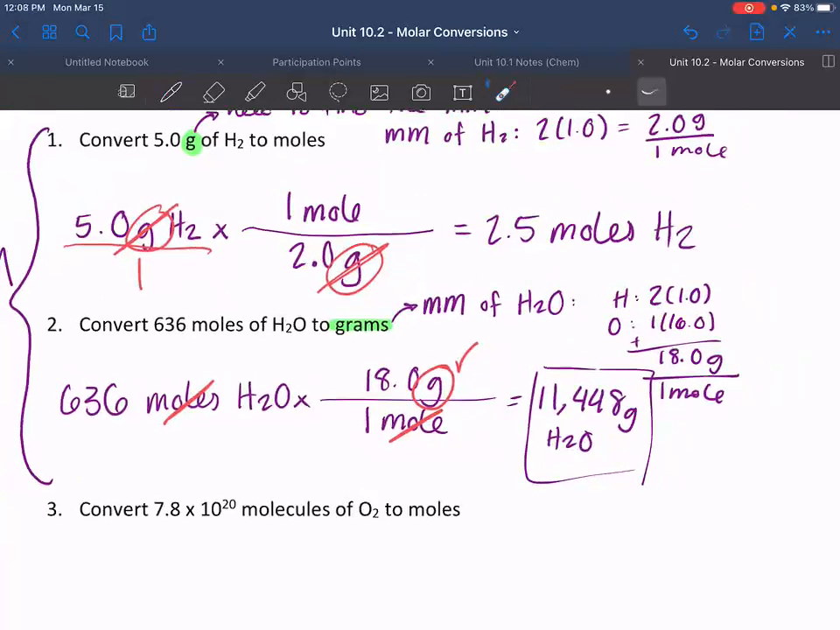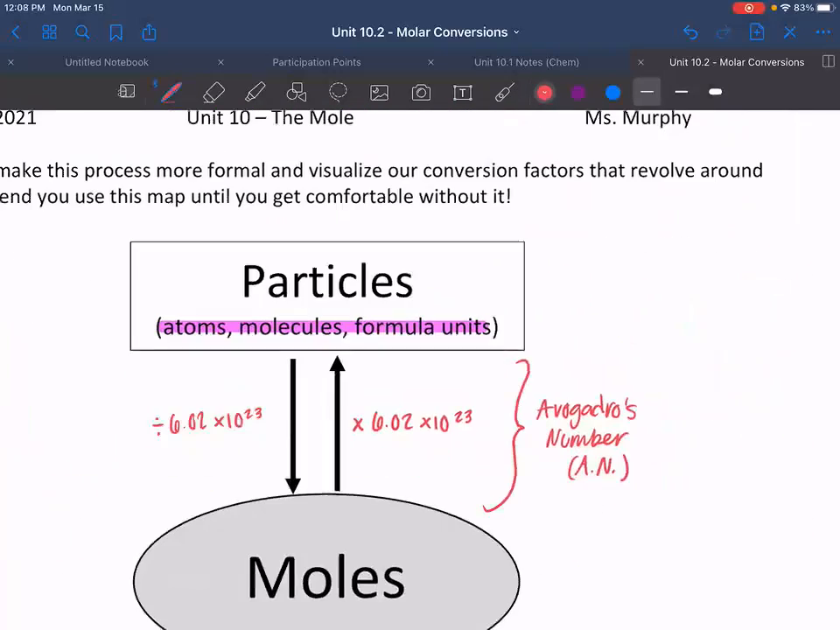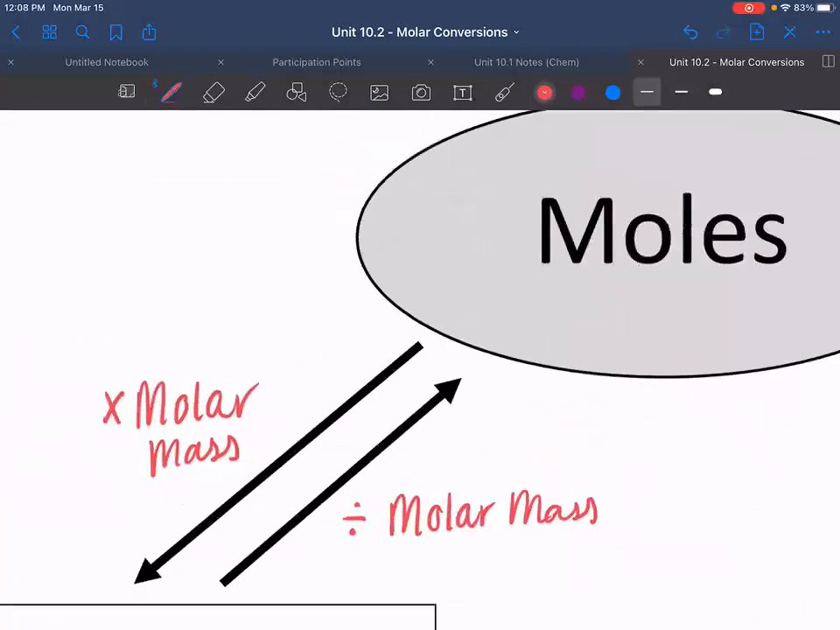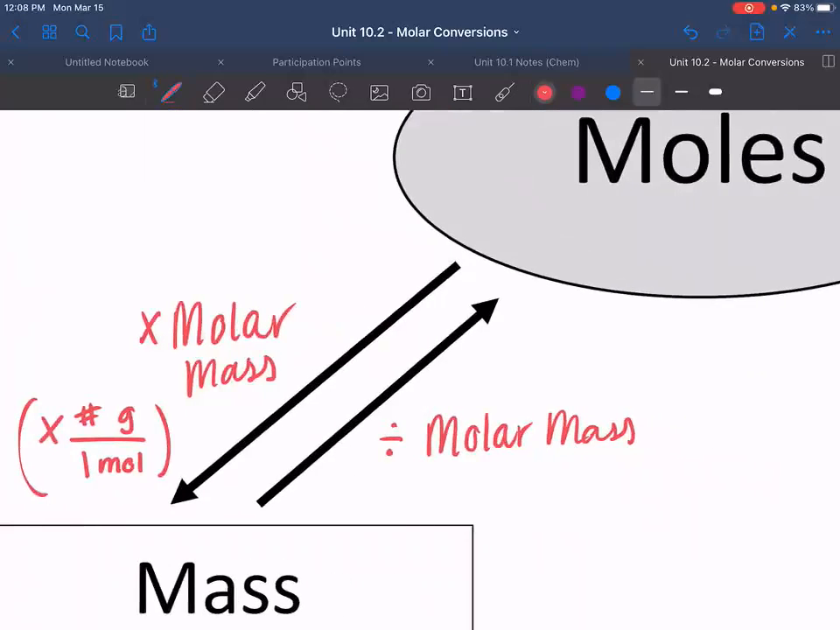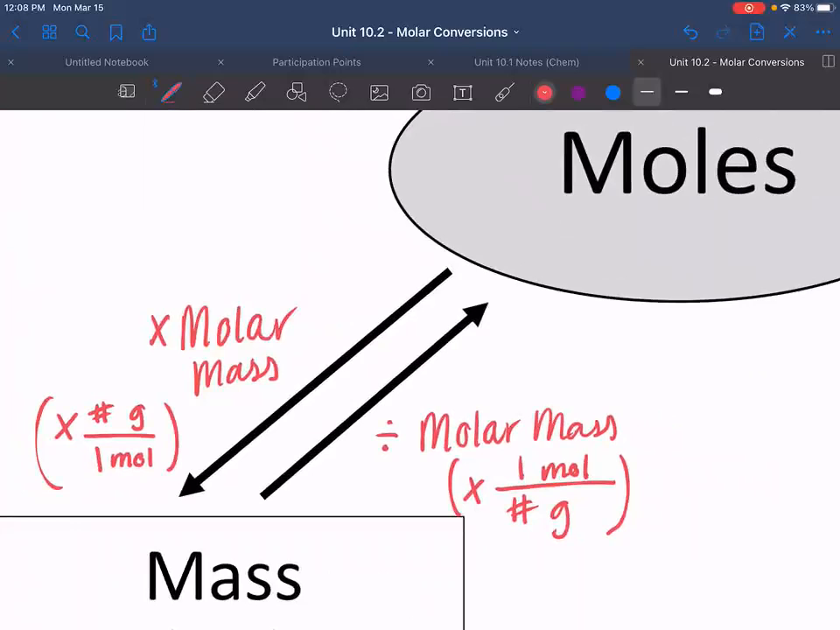Okay, so this is using molar mass. So according to your math, if you are multiplying by molar mass, this is the same thing as multiplying by your number of grams over 1 mole. If you're dividing by your molar mass, that is when you flip your conversion and have 1 mole over your number of grams. Does that kind of help make that connection there of what I mean by these things?